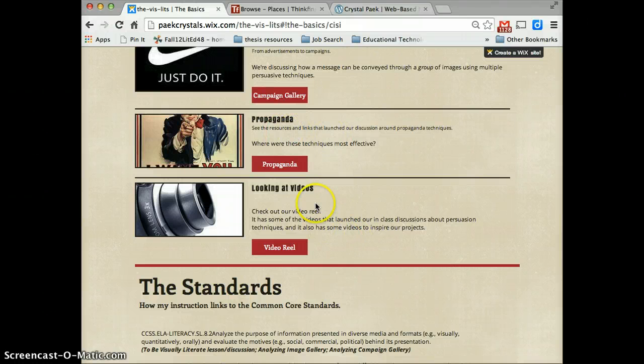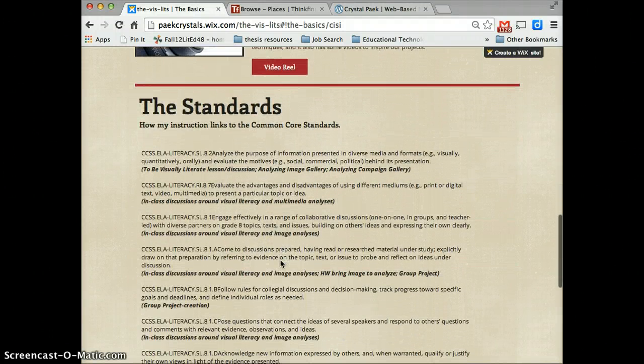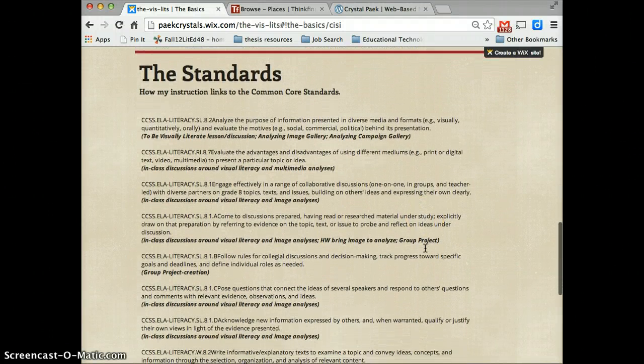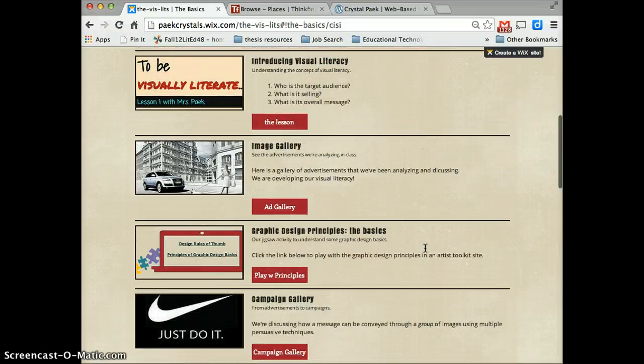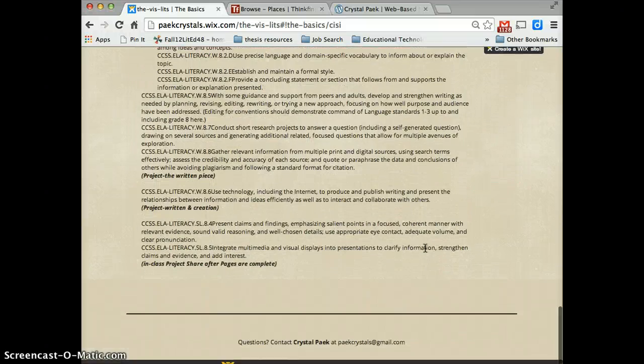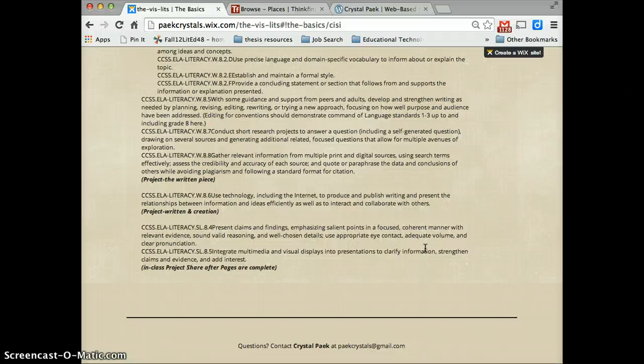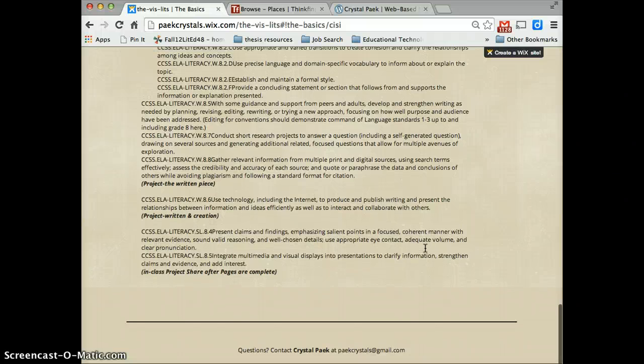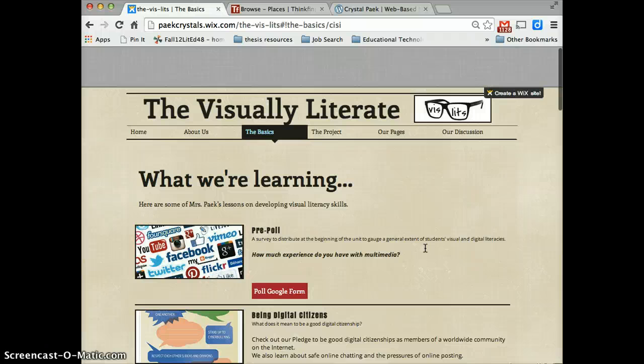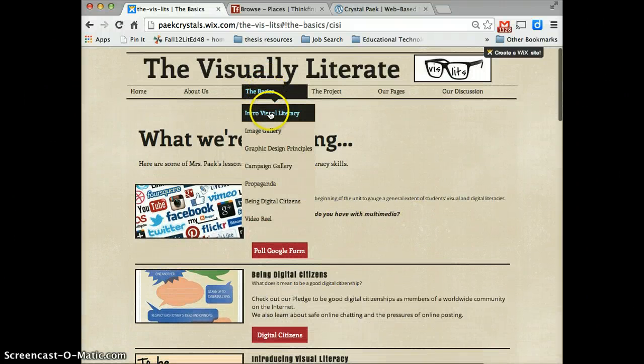We look at videos, looking at video reels and discussing in class about persuasive techniques that are used to make the audience feel and think in a certain way. And at the very bottom, I include all the standards that my lessons connect to. And there's many more, but I just put in some of the big ones. Okay, so we can take a closer look at the lessons.